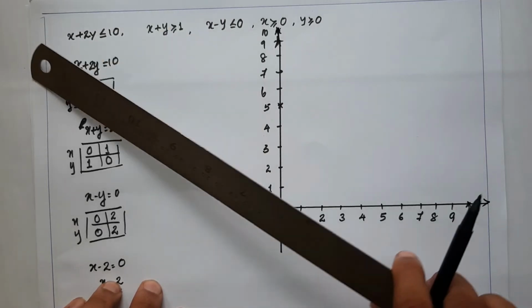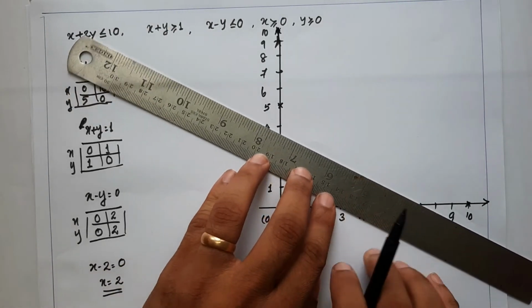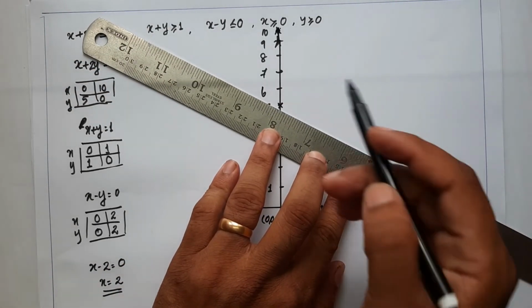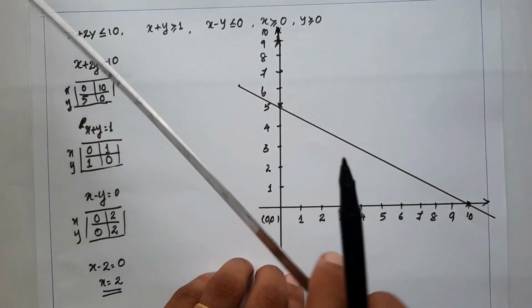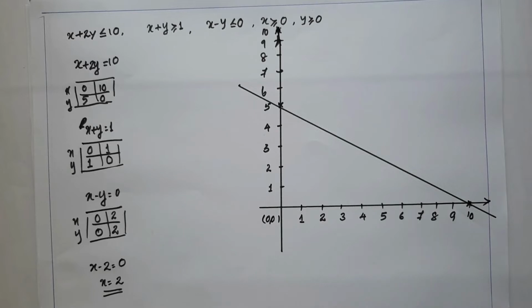By joining these 2 points, actually it's equal to the inequality. So by joining these 2 points using a straight line, if the given inequality is x plus 2y less than 10, we plot these points using a dotted line. It's already discussed in our last videos.